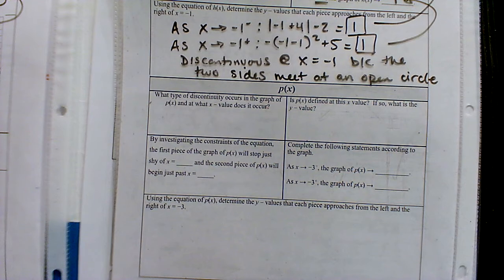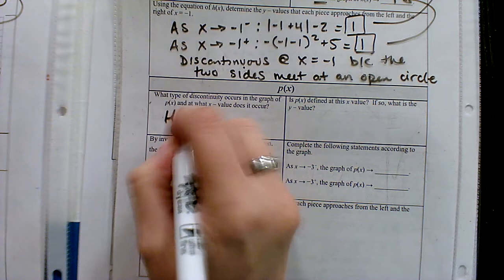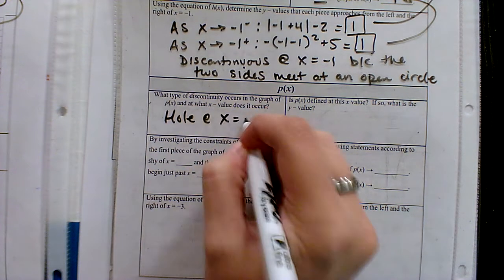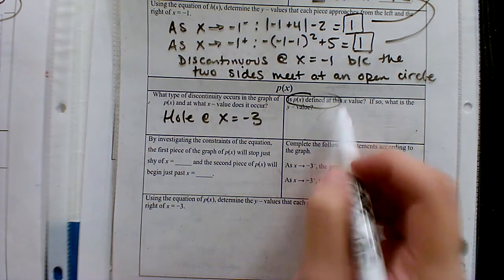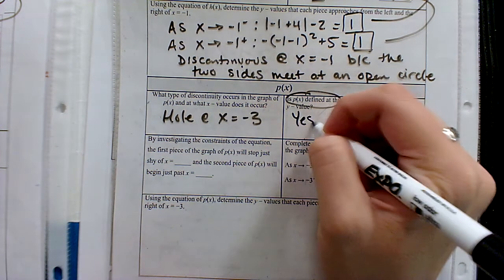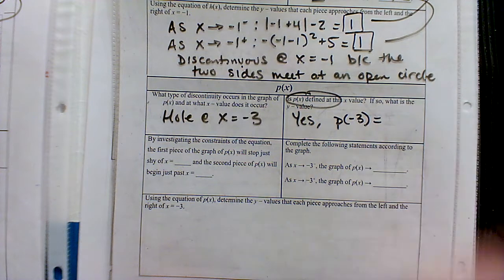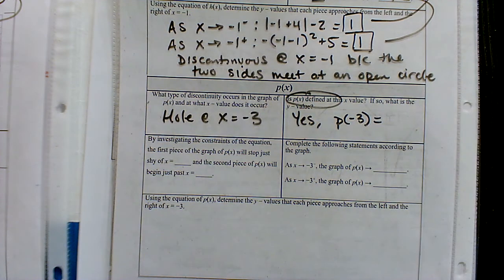Okay, what type of discontinuity did we say P had yesterday? And where? Hole at negative 3. Okay. Is there a point somewhere at negative 3, either based off the equations or the graph? Anthony's shaking his head yes. Maybe we can find it. If you were to plug in negative 3, what would you get out?